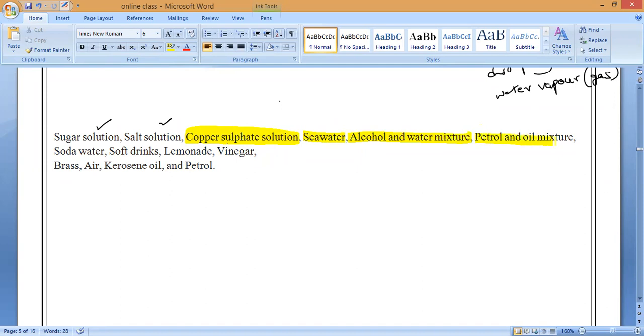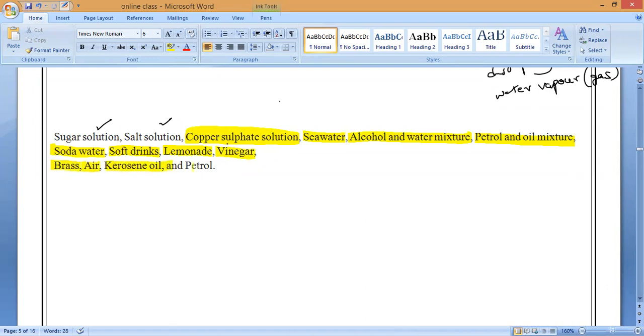Petrol and diesel, if you mix them, will they mix or not? Yes, sir. So they are mixtures of components. In the same way, if you take soda water, cool drinks, soft drinks, lemon soda, vinegar, understanding, brass and air, kerosene.